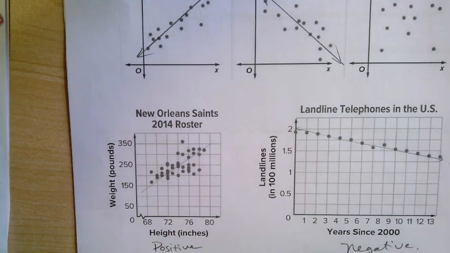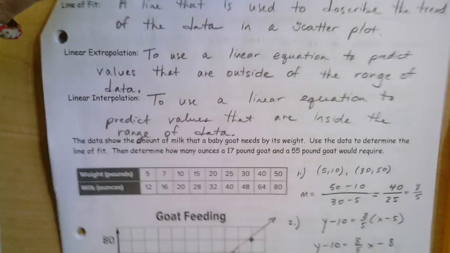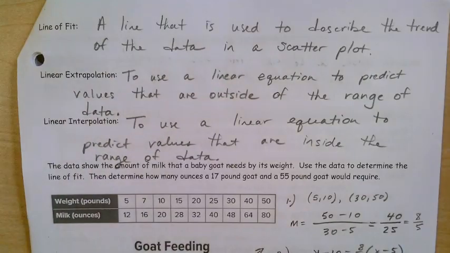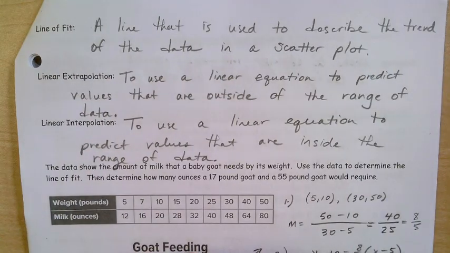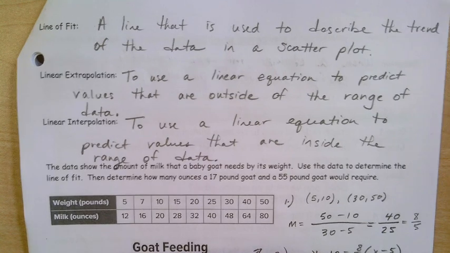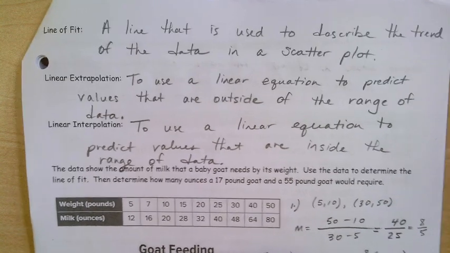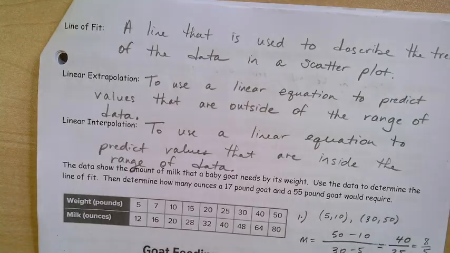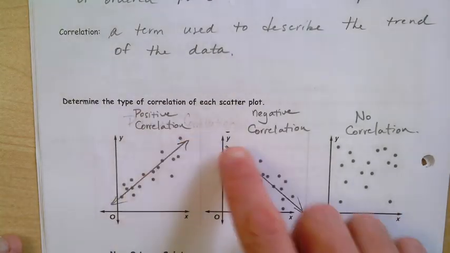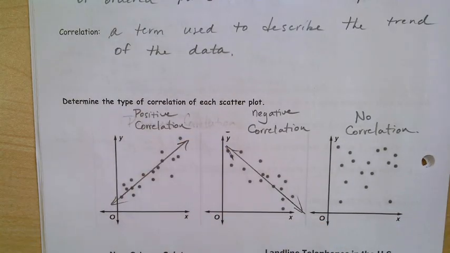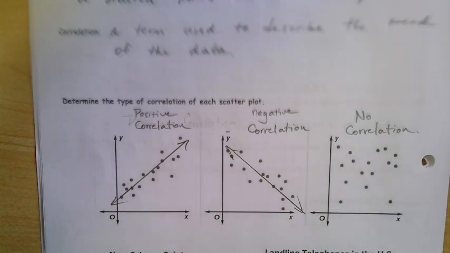So, anyways, landline telephones. Now, moving on through the rest of the information I wanted to give you today, we have the line of fit. If you've ever heard of the line of best fit, that's where we're heading tomorrow. But the line of fit is this: a line that is used to describe the trend of data in the scatter plots. So as I sketched out my line of fit down here for these correlations, the line of fit is that line that describes basically all the data points together, okay?